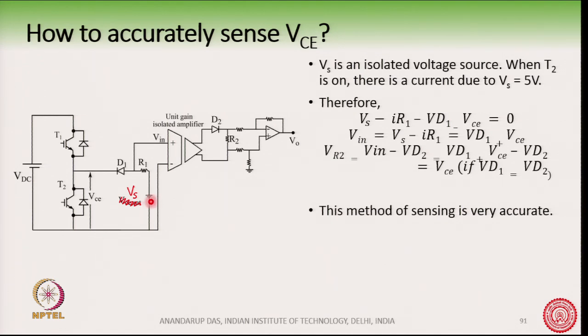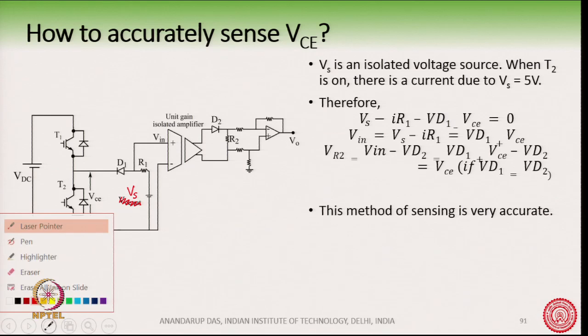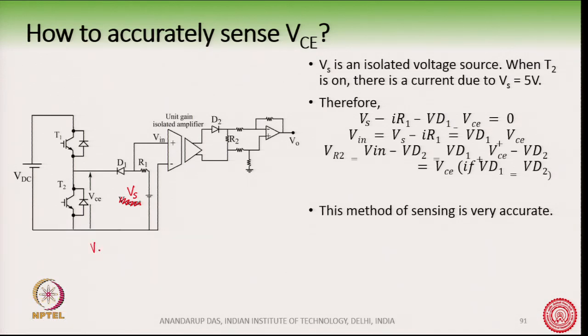You can see there is a circuit here: an isolated voltage source, a resistance and a diode. This voltage VCE is fluctuating between VCE on and the VDC voltage here. When the voltage is VDC, of course Vs is less than VDC. Say Vs may be around 15 volts and VDC may be 1000 volts. So, when the device is off, this diode will be blocking, so there will be no path here.